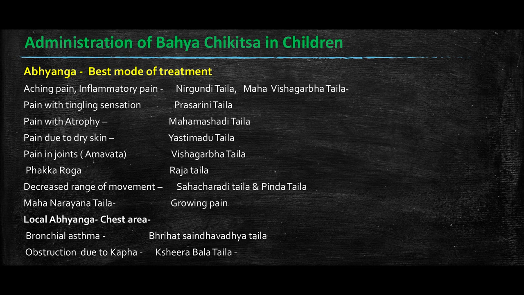Suppose, as I told earlier, a patient of bronchial asthma, along with the routine medicines, you just go for Abhyanga of Brihaspatindavadi Taila or any Lavana Taila, that gives a good result. Similarly, if there is obstruction due to kapha, then go for Kshirabala Taila Abhyanga. That also gives very good results. One more bahya chikitsa is Abhyanga.